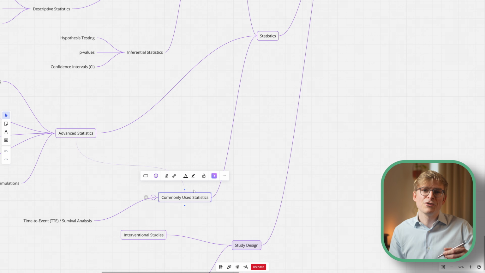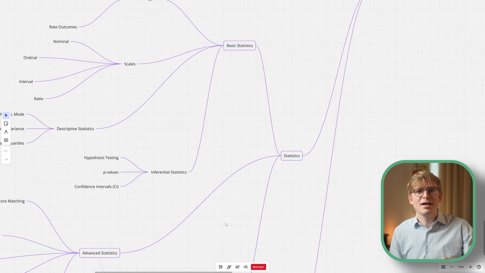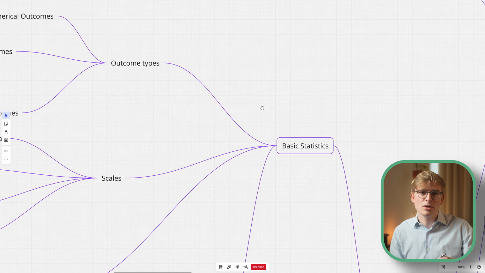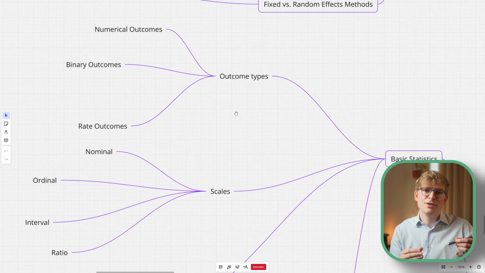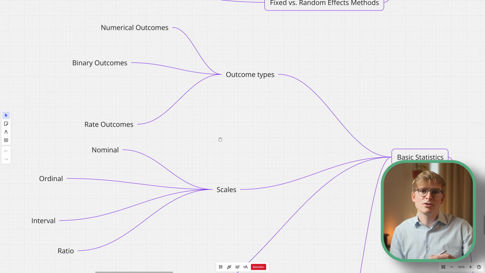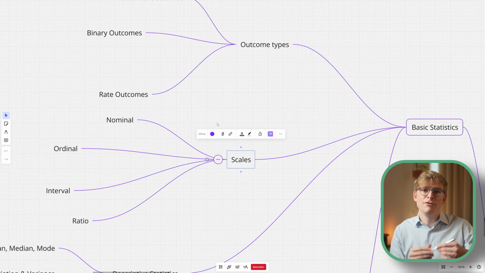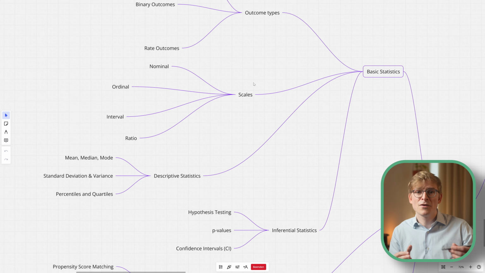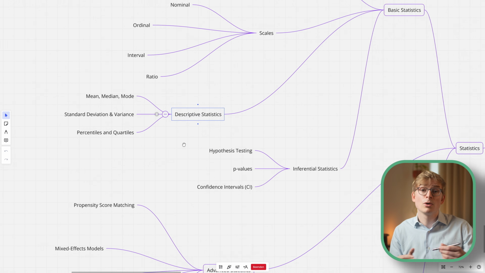I've divided the statistics node into basic and advanced methods, with a separate node for most used methods. This, of course, isn't a complete list, but I believe that at a minimum, health economists should have a general understanding about different outcome types and scales, descriptive statistics, such as measures of central tendency, as well as inferential statistics like hypothesis testing, p-values, and confidence intervals.